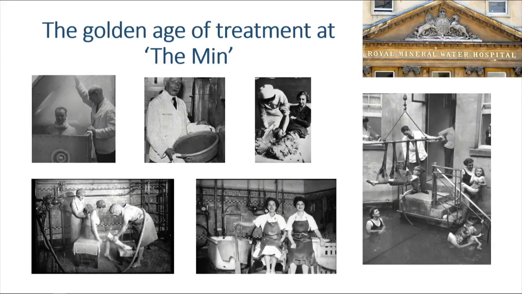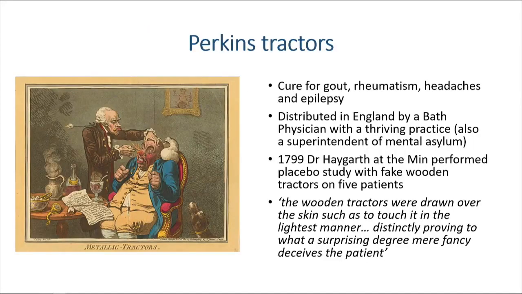And I'm just going to digress for a moment, if I may, because it's quite a nice story that I came across quite recently, just to show that the RNHRD did actually take evidence-based medicine very seriously, going back to 1799. And it was a common practice at the time to use these tractors, and you can see it on this caricature, these little blades that were made by Elisha Perkins from Connecticut. And they got to Bath, and they were made of a secret alloy of either lead or silver. And when drawn over the patient's body, they cured him or her of all sorts of ailments, from epilepsy to headache to gout. Really quite incredible.